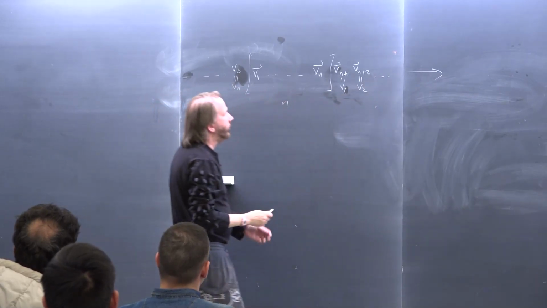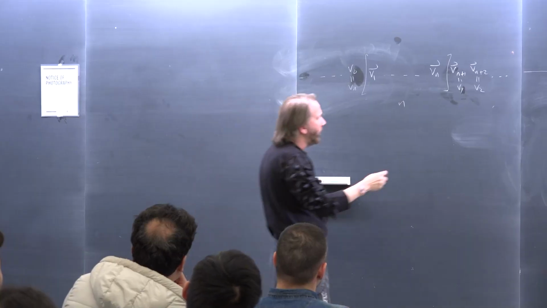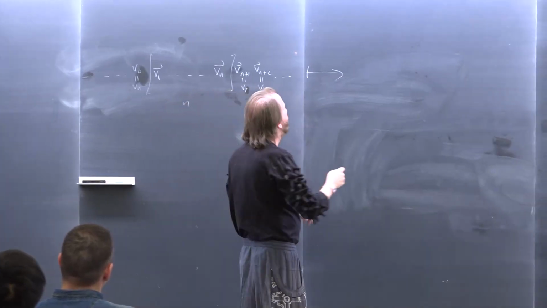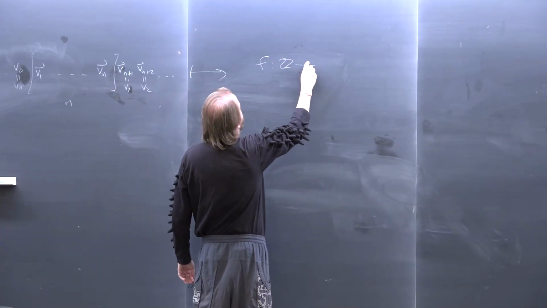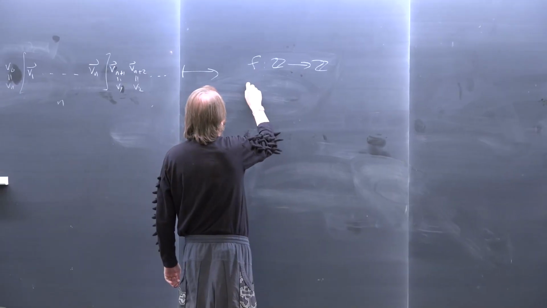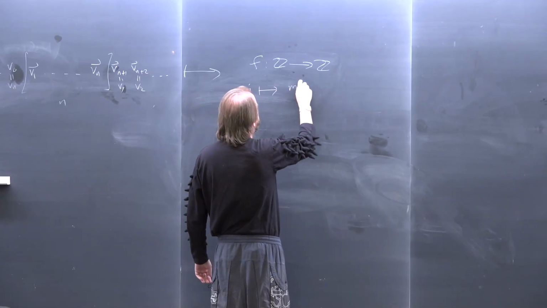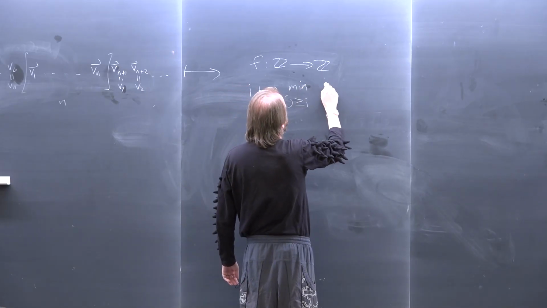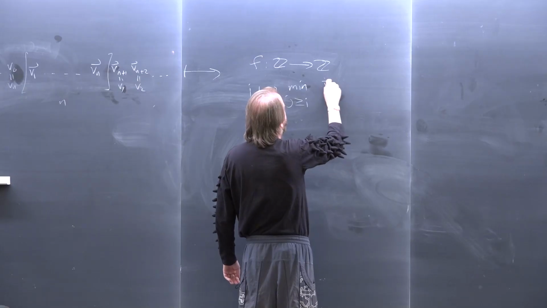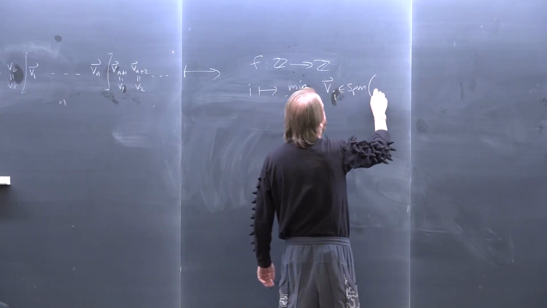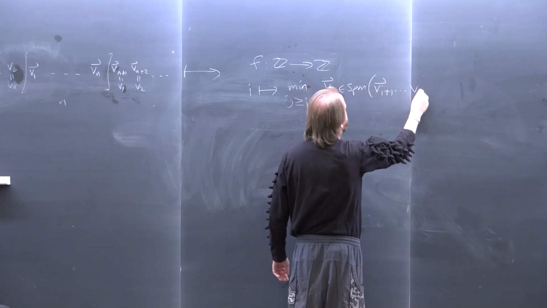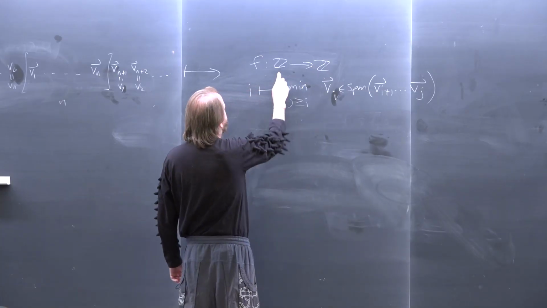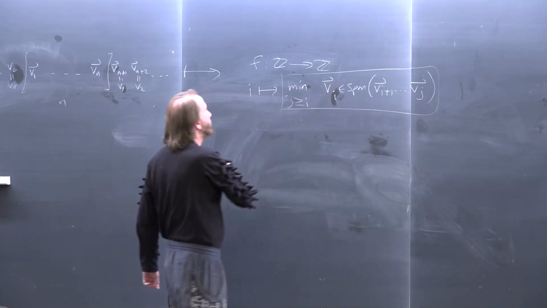So I've got now this infinite list of vectors, and when this infinite list goes in, the output will be a function from Z to Z, and it should take i to the minimum j more than i, such that vector i is in the span of those later vectors. Okay? So that's our rule, that at each i, we compute this minimum.